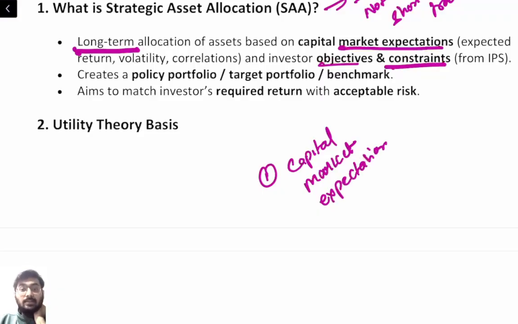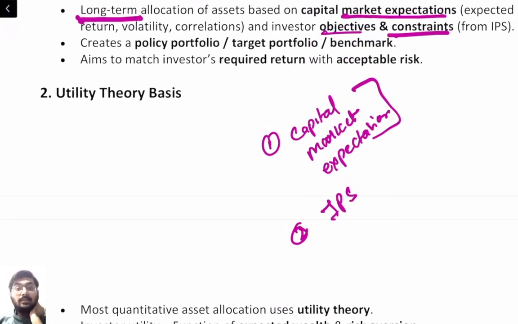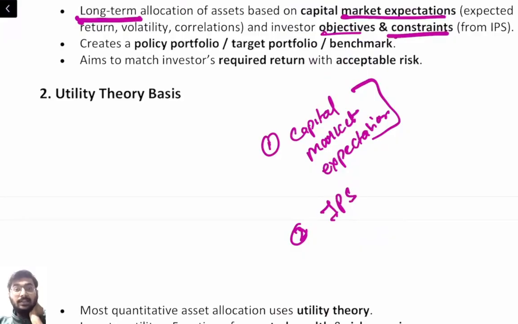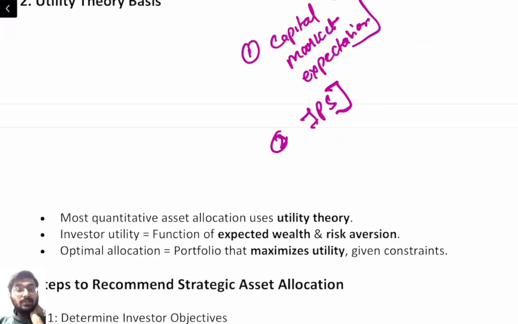Clear? And second is your investor's information, that is your IPS. So they look at both perspectives: about the market, and about the investors. When I'm talking about the capital market expectations, I consider expected returns, volatility and correlation. And when I consider the IPS, I'm going to consider the risk tolerance, return requirements, constraints, legal, time, tax, everything. Clear? So it's like I'm designing my diet.